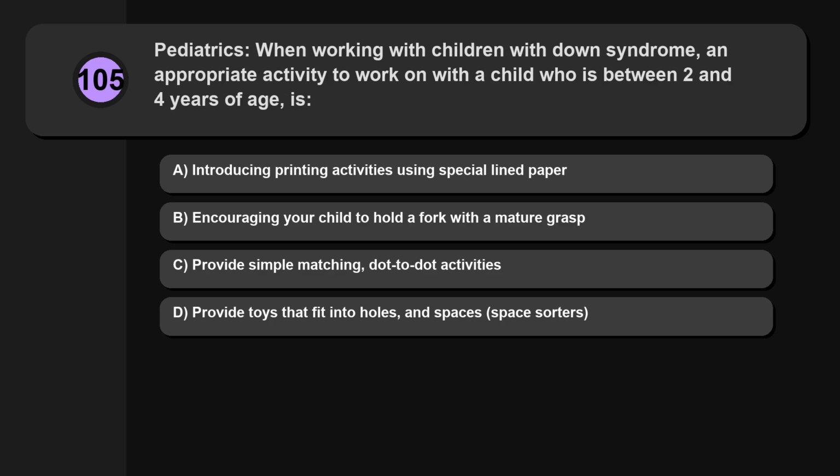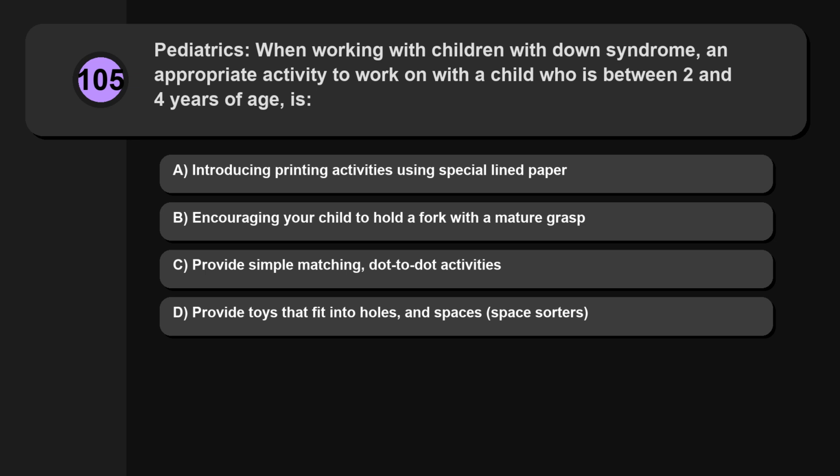Question 105. Pediatrics. When working with children with Down syndrome, an appropriate activity to work on with a child who is between 2 and 4 years of age is: Option A, introducing printing activities using special lined paper. Option B, encouraging your child to hold a fork with a mature grasp. Option C, provide simple matching, dot-to-dot activities. Option D, provide toys that fit into holes and spaces, space sorters.